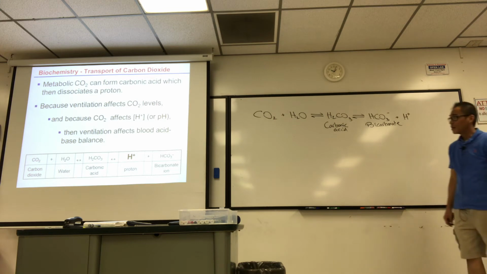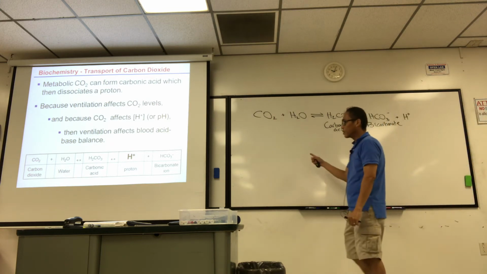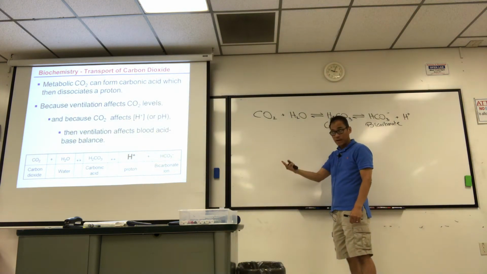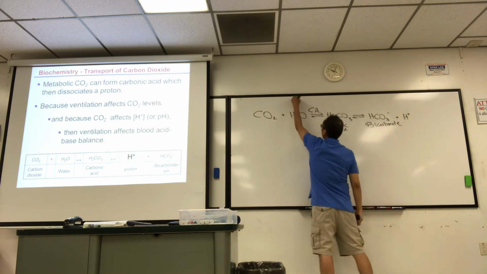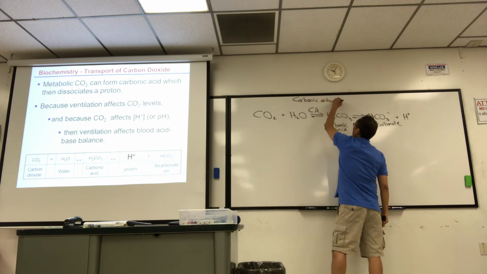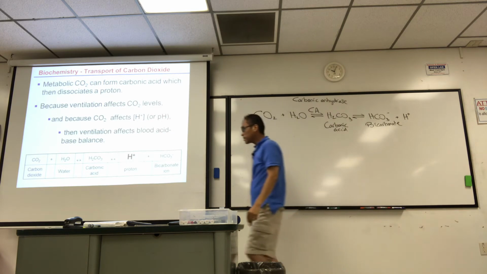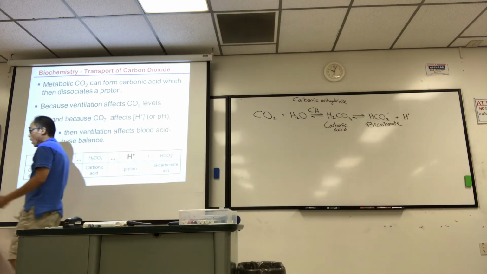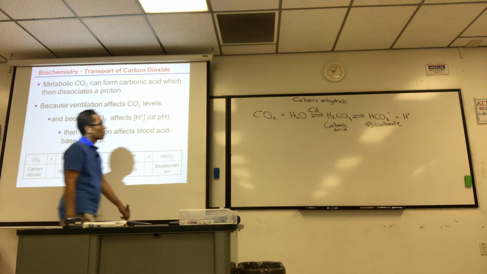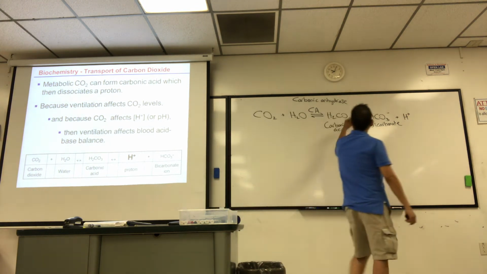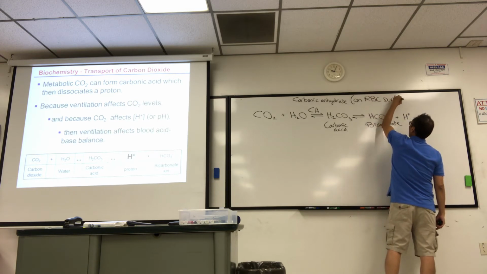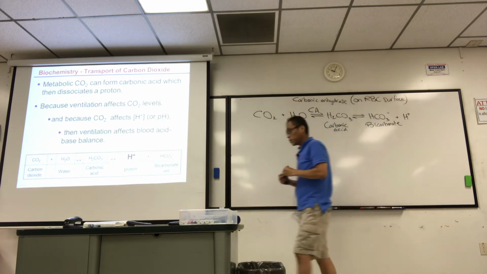Metabolic CO2 can combine with water. Now, this chemical reaction is very slow, because these are very inert molecules. However, there's an enzyme that can speed it up. Put it over here. That's carbonic anhydrase. That's the enzyme that will speed up the reaction. You actually have that enzyme on the surface of the RBC. And that's why it's important in our physiology here.